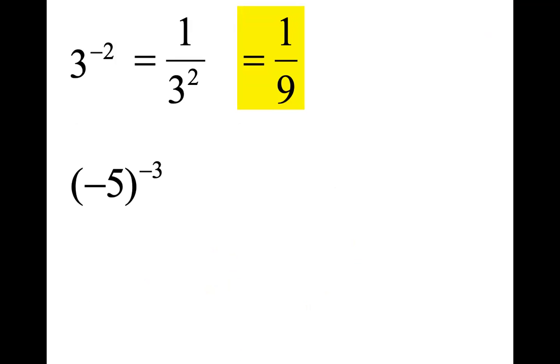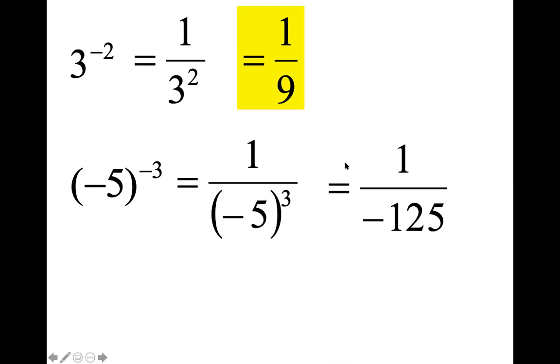With parentheses, be careful. -3 is an odd number. I got a negative on the inside, so my answer is going to be negative. But I got to follow the rules. So let's see. I got to move it to the bottom, make it not the coefficient, not the 5. Don't make that positive, but make the 3 positive. We know the bottom is going to turn into -5 times -5 times -5. It's going to be negative. So we're going to get -125. We'd probably put that negative in the middle.